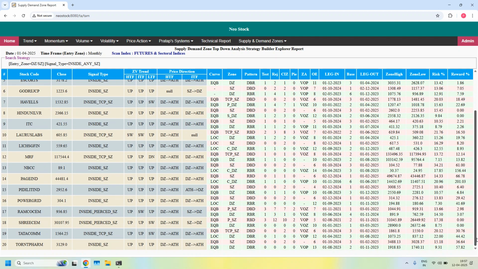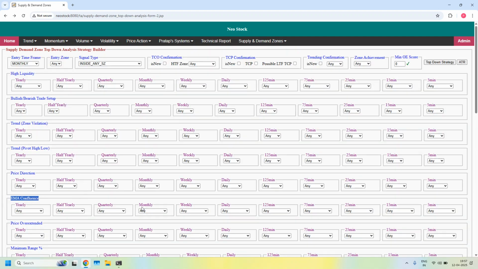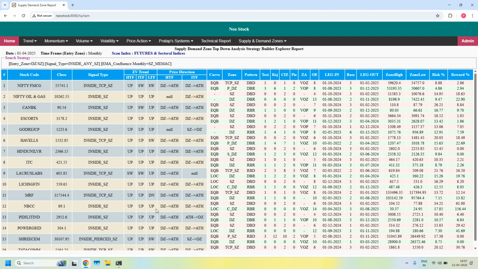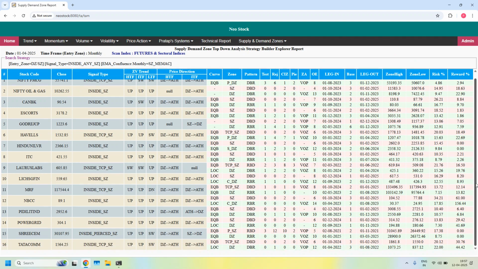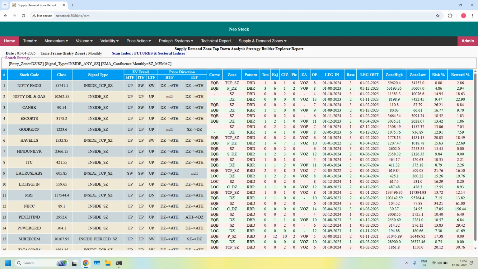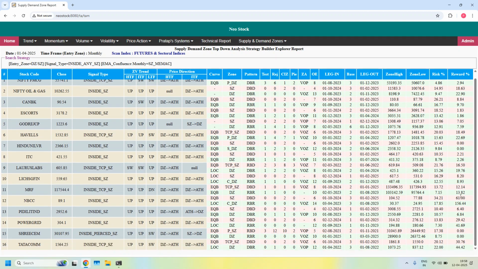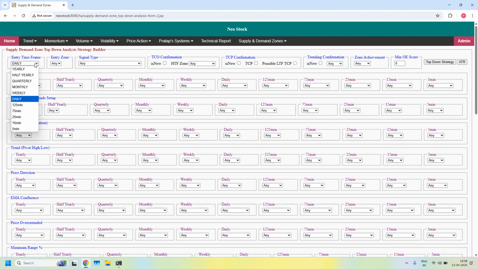And out of these 20, how many monthly supply zones are having monthly EMA Confluence? Let us verify. Now the list has come down to 16 stocks. First 15 stocks in the list. Scrolling the list down. Total 16 stocks. So these monthly supply zones are having monthly EMA Confluence. This is about the monthly time frame, and the next time frame is weekly.